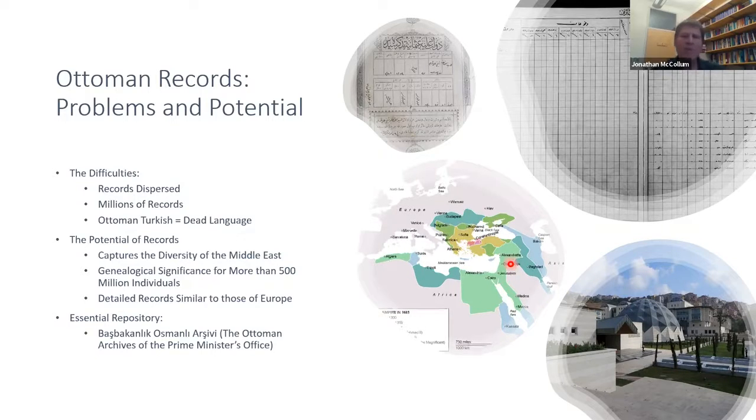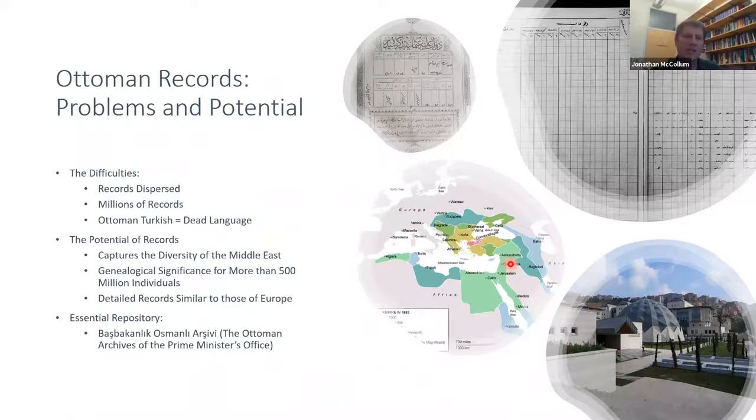Now, a final problem with Ottoman records is that the vast majority of them were written in Ottoman Turkish. And as you may know, Ottoman Turkish is a dead language. In fact, it's not just a dead language, it's a rather difficult language, coming from, say, a Western European language. The Ottomans themselves referred to their language as the El Sinei Selase, which meant the three languages, because it was really a mix of Turkish, Arabic, and Persian.